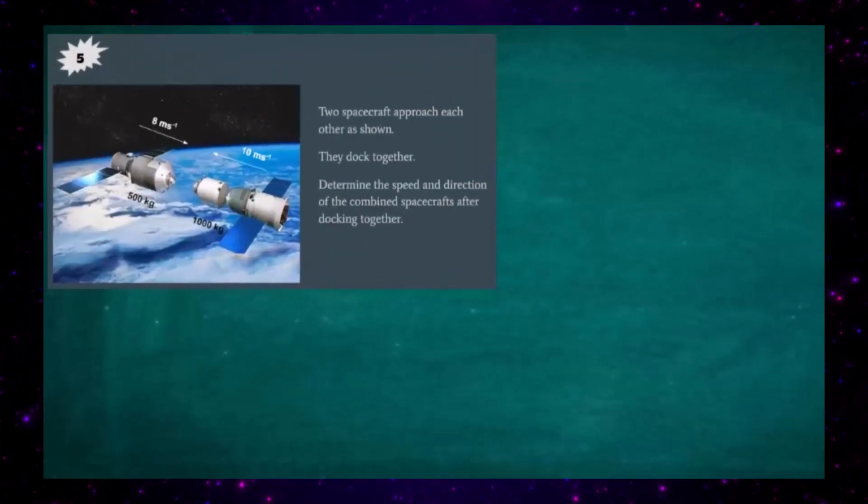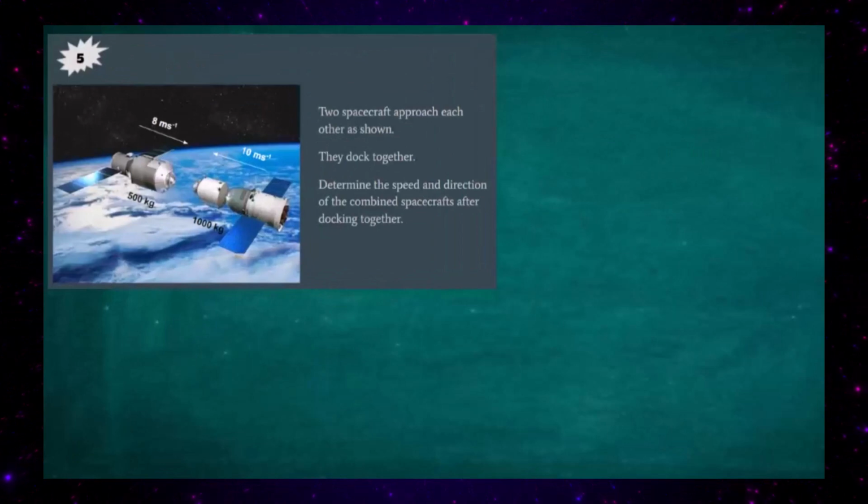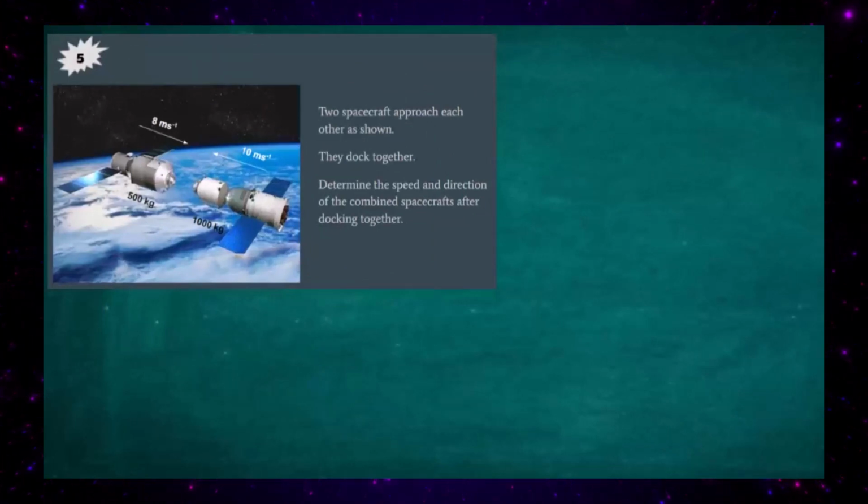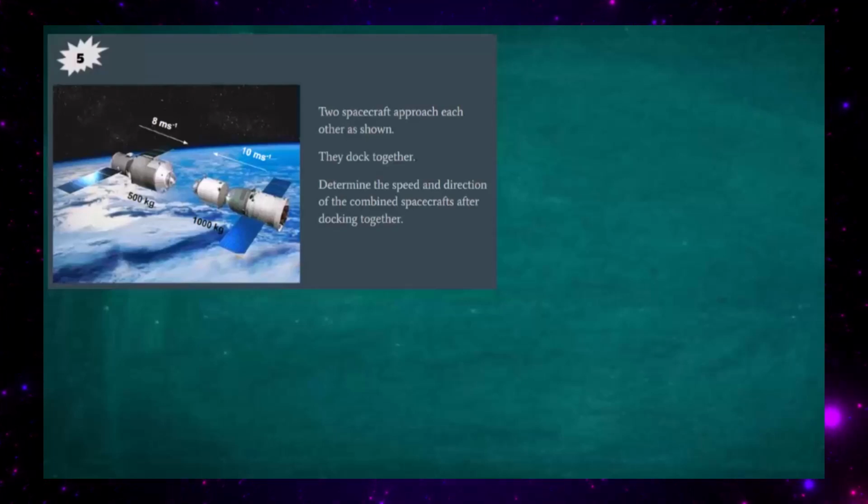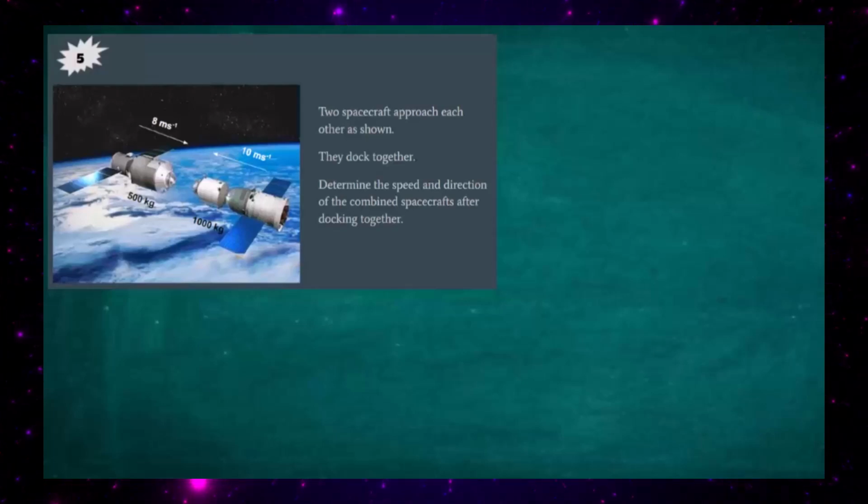Question 5. Two spacecraft approach each other as shown in the picture. They dock together, which means they join together. Determine the speed and direction of the combined spacecraft after docking together.